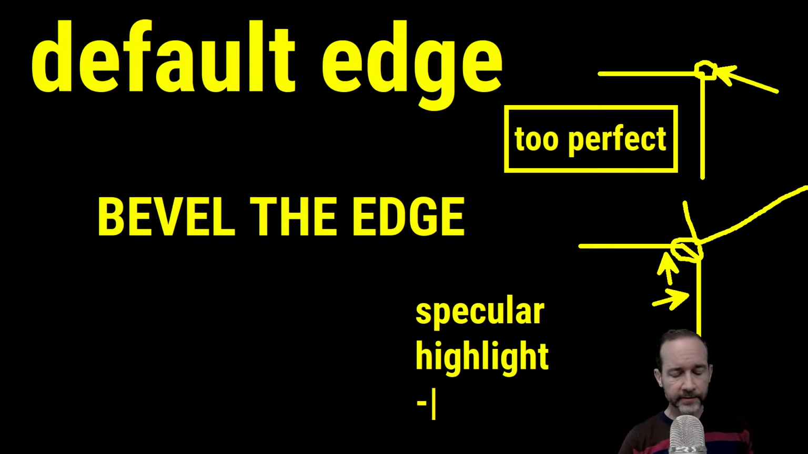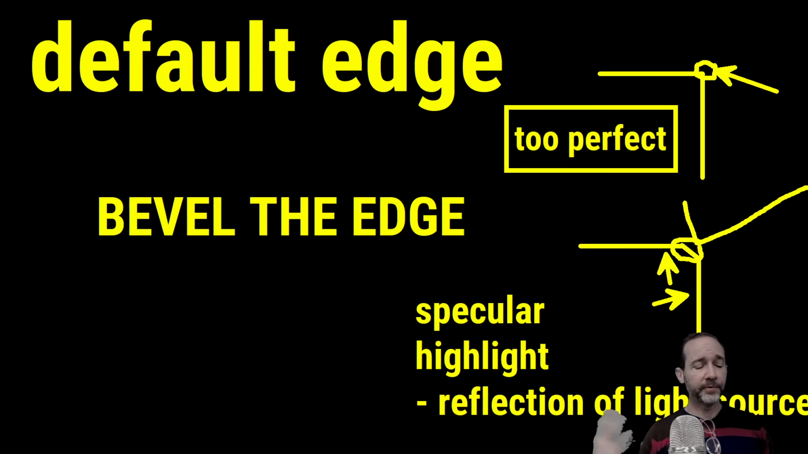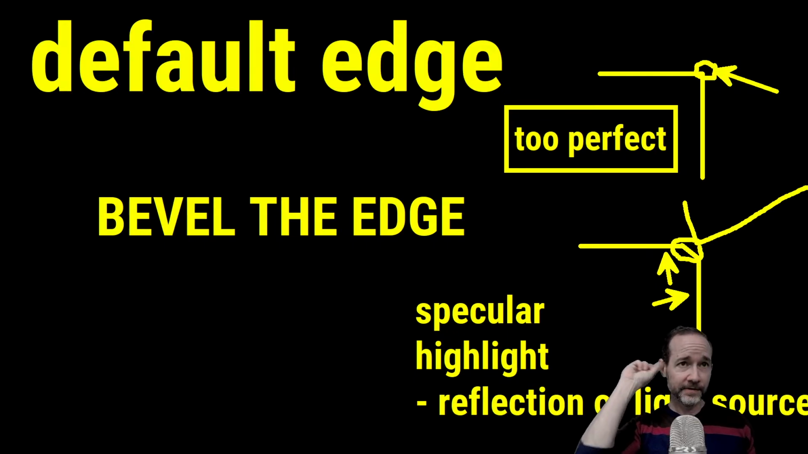And a specular highlight, the way I'm using that most of the time, it's going to be a reflection of a light source. So in EV in particular, the reflection of light sources and the reflection of other things are separated. In the real world, that's not the case.